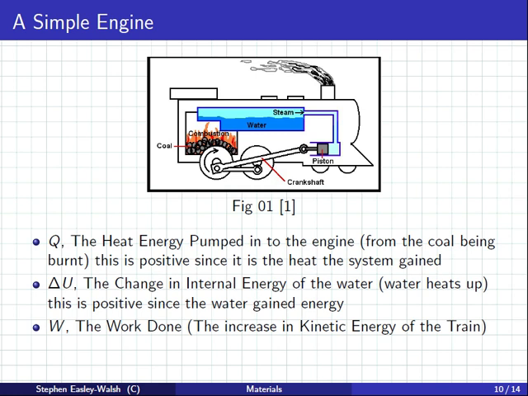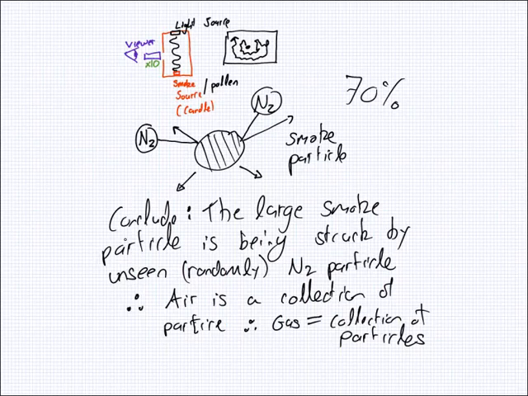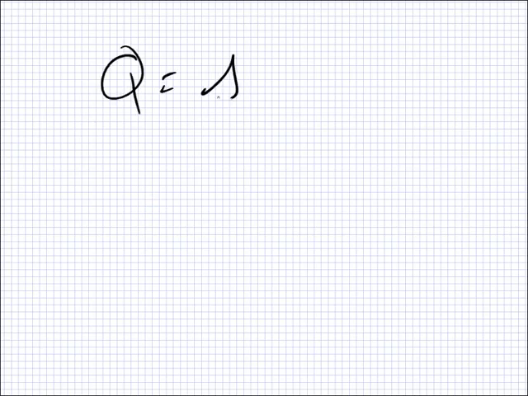What's the energy that goes into the system? Heat, good, which is which letter? Q. And then what do we see afterwards? We see work done and the engine gets hotter. So if you were to put these three together into a formula, what would it be? Q equals delta U plus W.